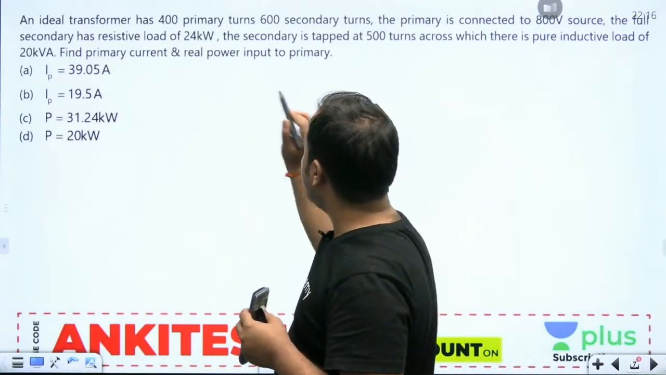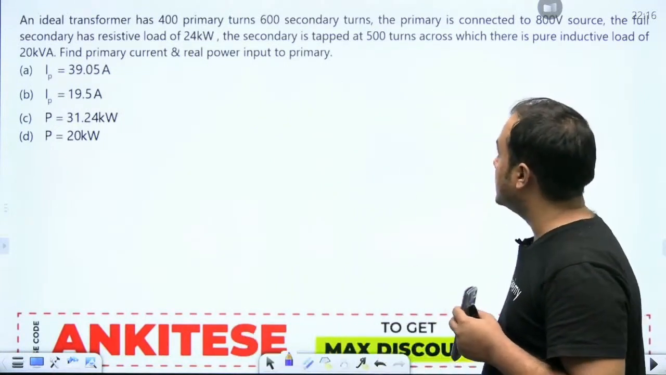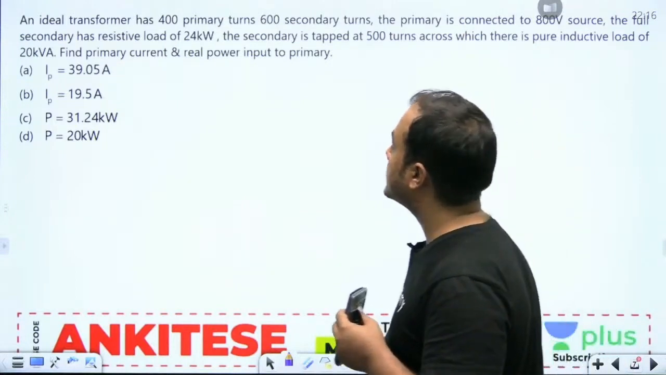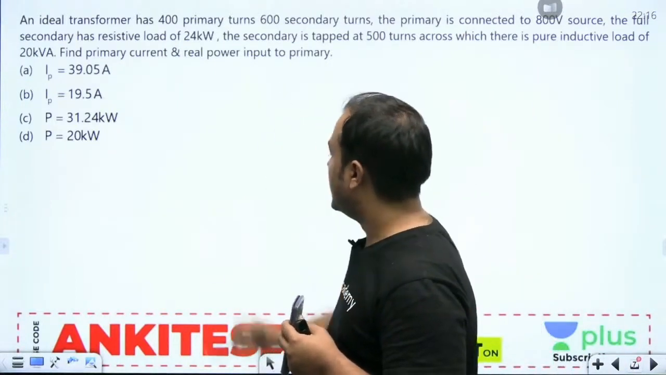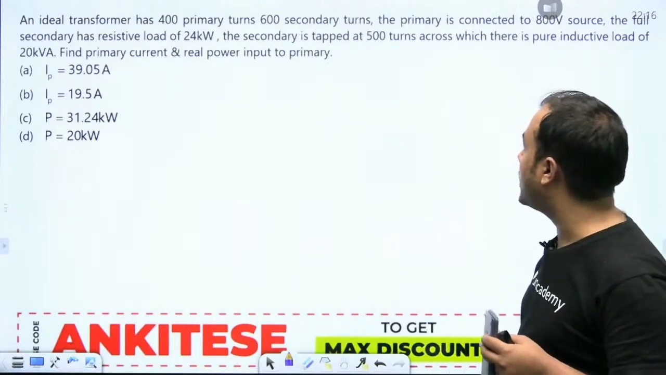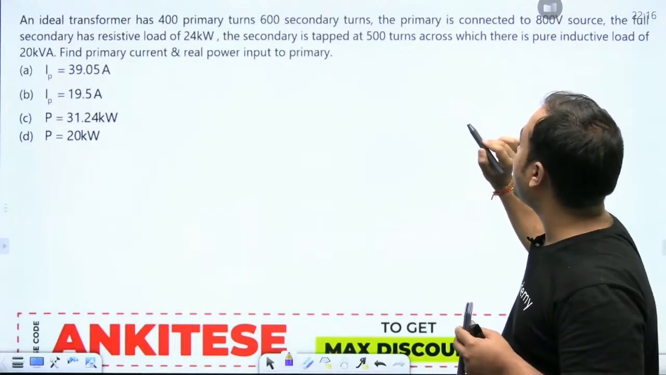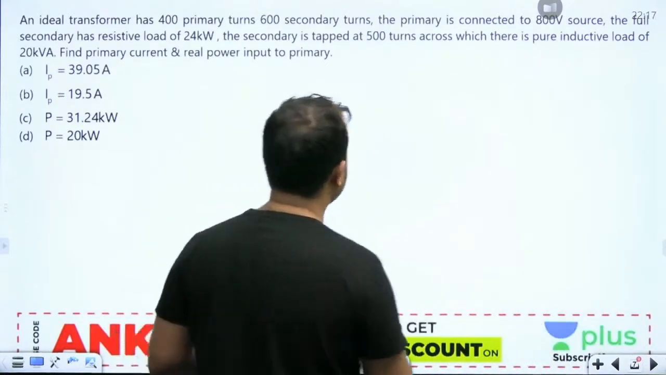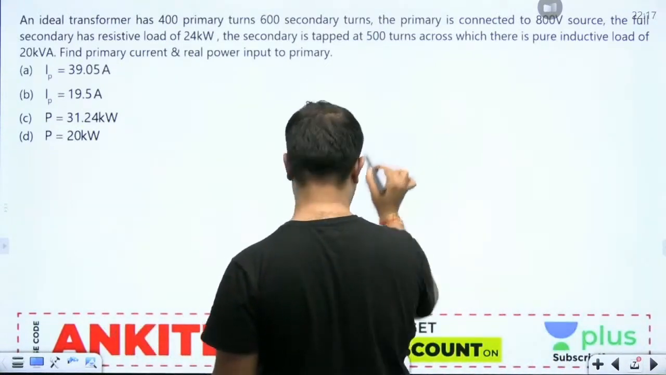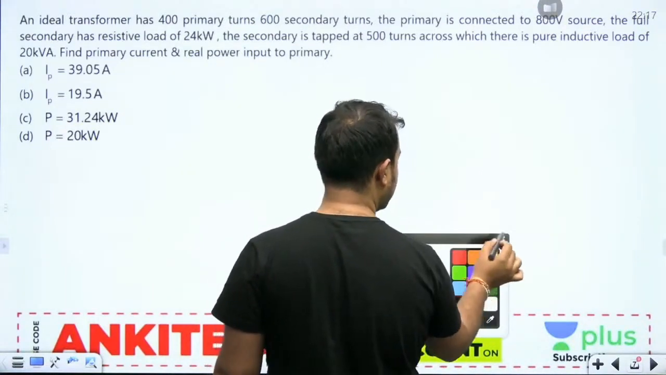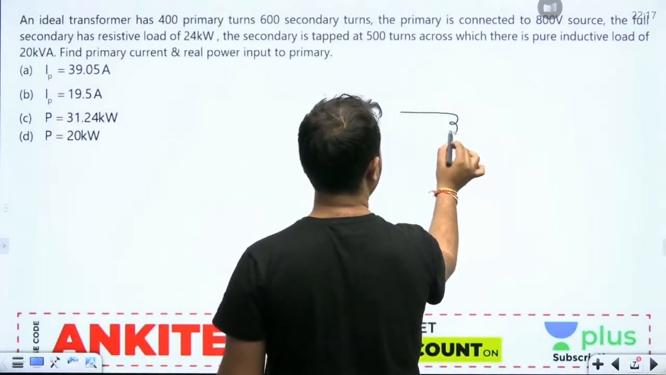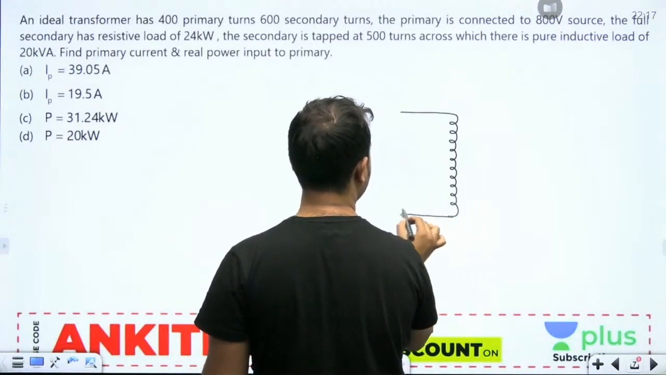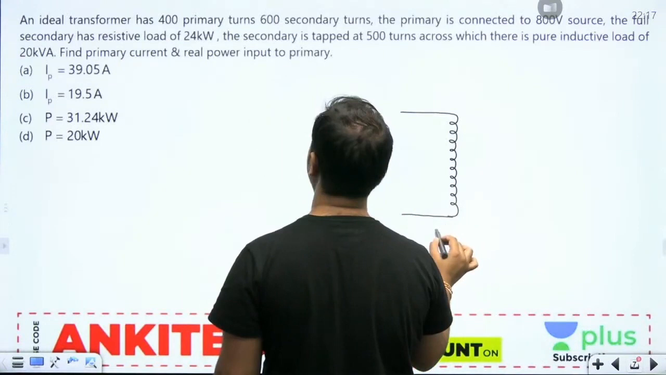See, the ideal transformer has 400 primary turns, 600 secondary. The primary is connected to an 800 volt source and the secondary has two loads, a resistive load of 24 kilowatt, and it is tapped at 500 turns, across which we have a purely inductive load as well. So guys, how is the circuit? Basically, let me draw the circuit for you. This question can be done without the circuit as well, but still let me draw it.